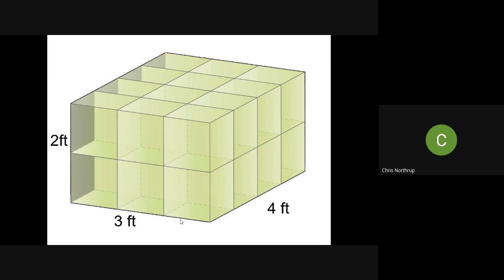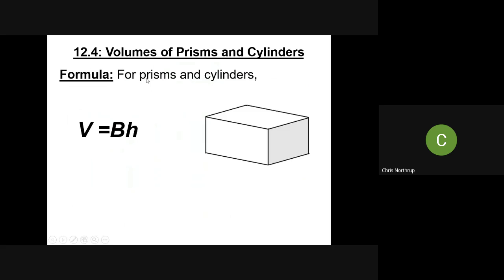So in general, instead of just length times width times height, we're going to do area of base, dependent on what that base is, multiplied by the height of the prism. Just keep in mind that the height is always the distance between your bases there. So our formula for volume, that's going to work for prisms and cylinders, area of base times height. So we're going to say capital B for area of the base, and then H for the height. That's always the distance between our bases.